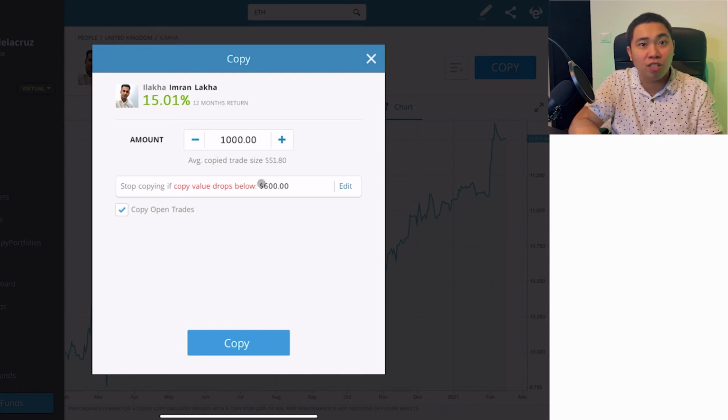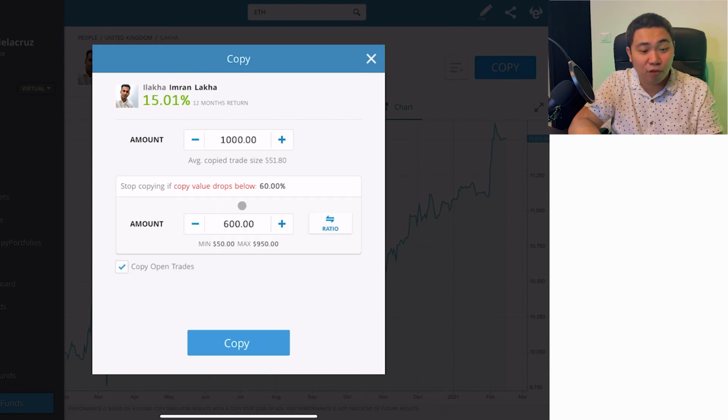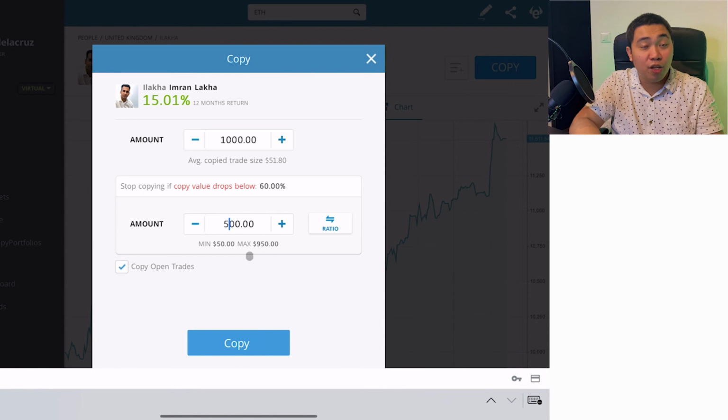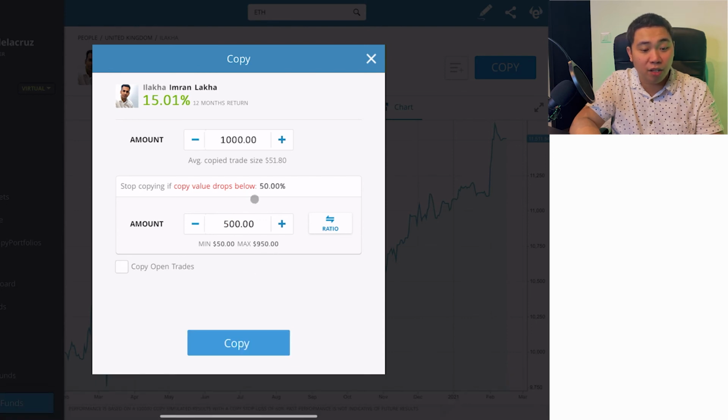Typically, eToro suggests a 40% stop loss, or the maximum amount of loss that you will be able to take before stopping the copy of this person. You can obviously edit whatever that amount is. So for example, if you want to take on more risk, you can put in 500 and you can select copy.